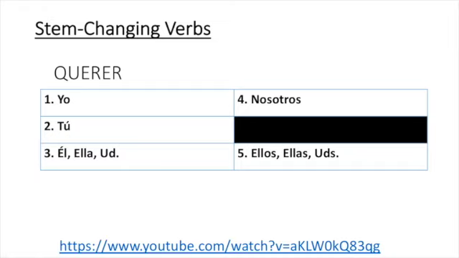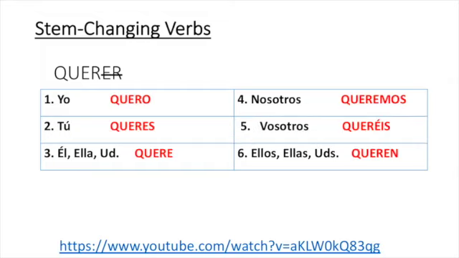If you were going to conjugate querer, you would start by, hopefully you're saying take off the ER. That's the first thing we're going to do. Now that we've done that, we're going to carry down the querer part, Q-U-E-R, and add our endings, which for an ER verb are o, es, e, emos, éis, and en. Well, that's not entirely right because we've changed our ending.